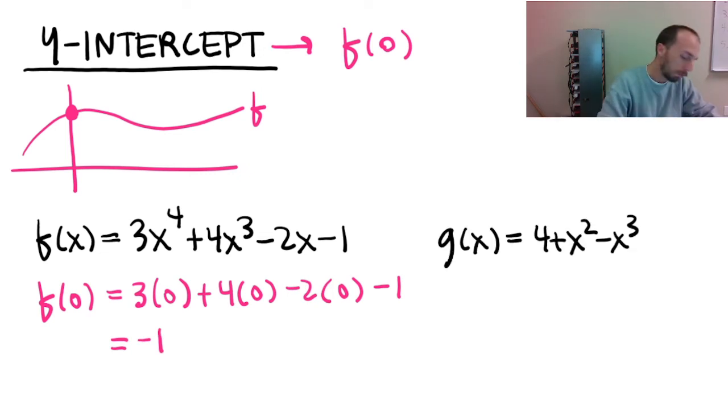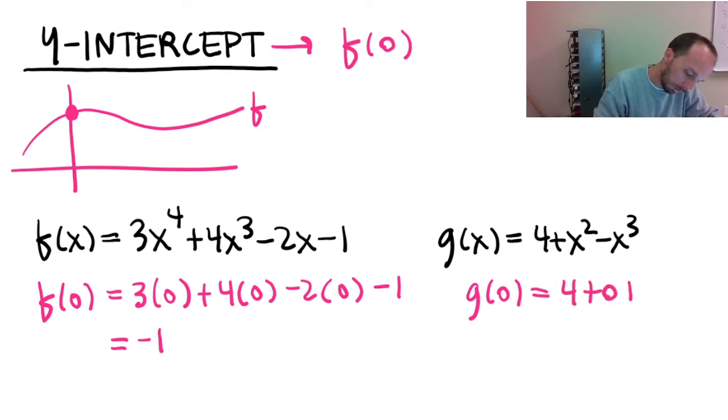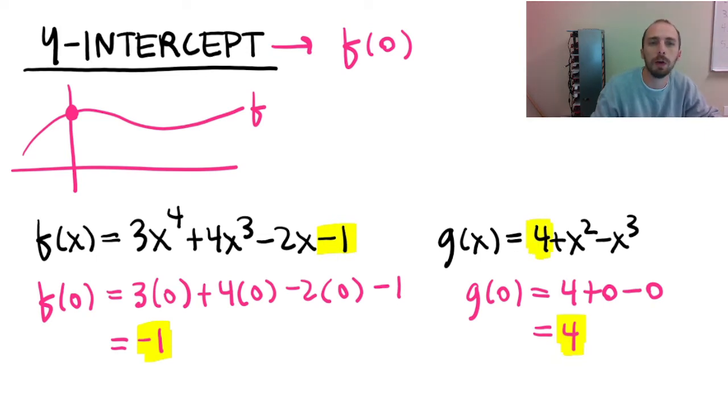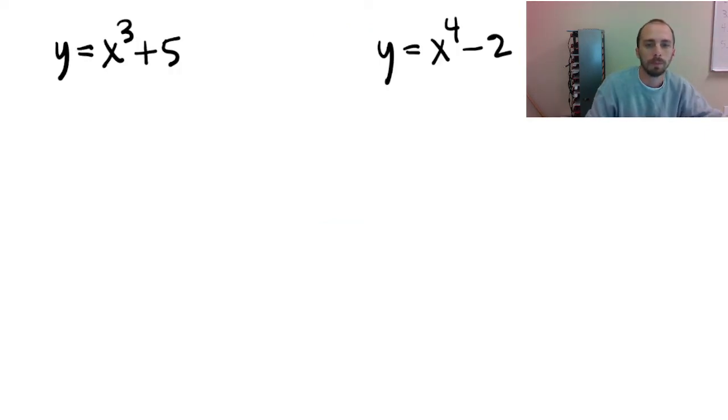And if g of x is equal to 4 plus x to the 2 minus x to the 3, and we want to find the y-intercept, that would be g of 0 is 4 plus 0 minus 0, which is just 4. So what I'm pointing out here is that the y-intercept is given by the constant in the equation for a polynomial. So let's start to sketch some graphs.